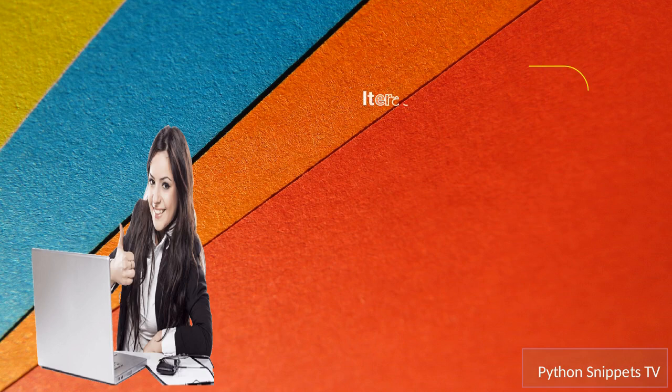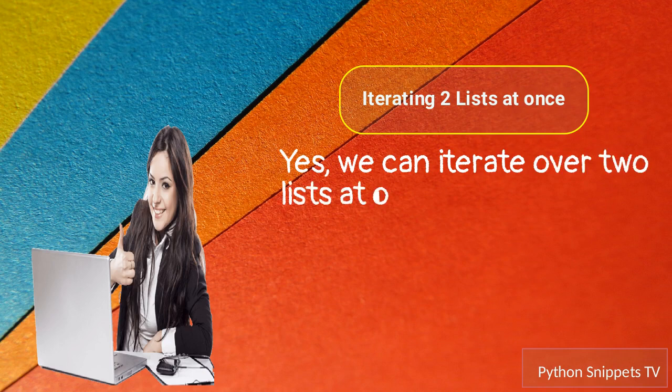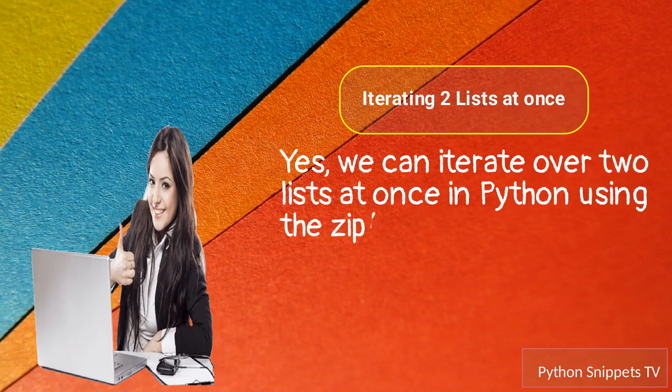Is it possible to iterate over two lists at once in Python? Yes, we can iterate over two lists at once in Python using the zip function.